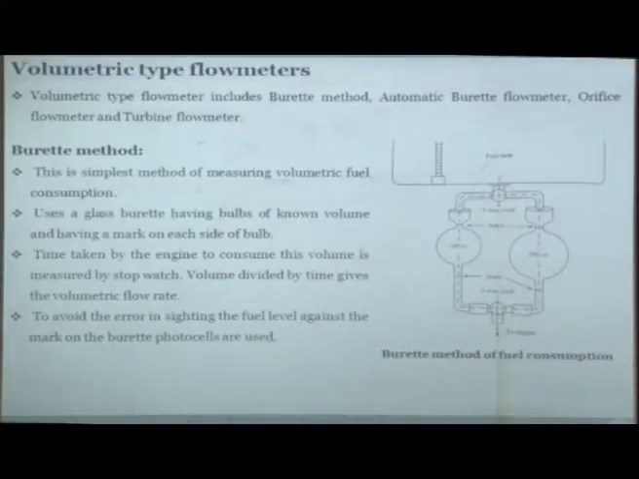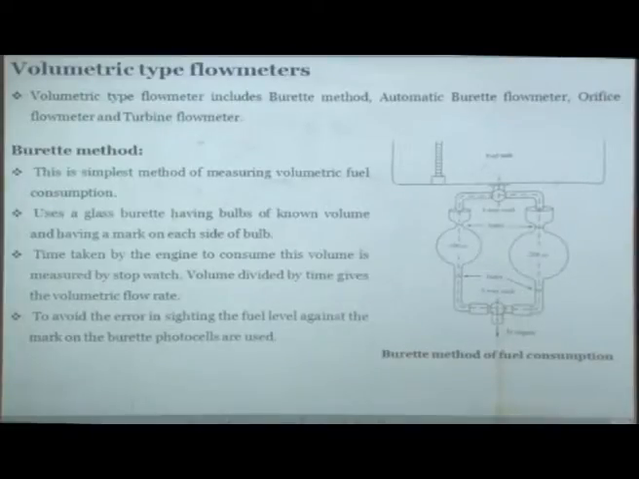Let us look at some of the simple methods now. So, what we have discussed now, two methods of measurement, gravimetric and volumetric. We have looked at what are the different types of errors that can creep in.